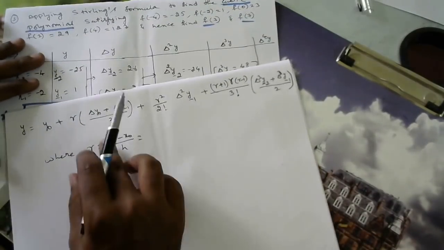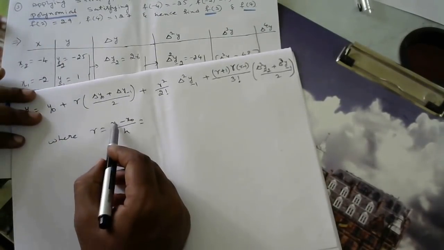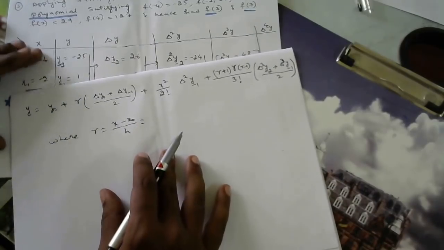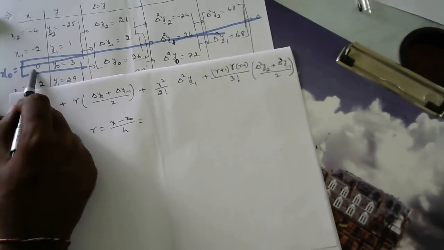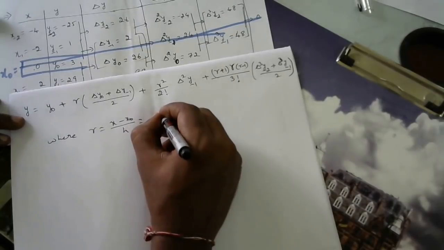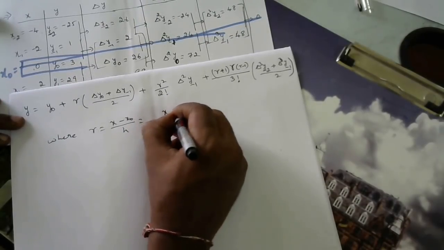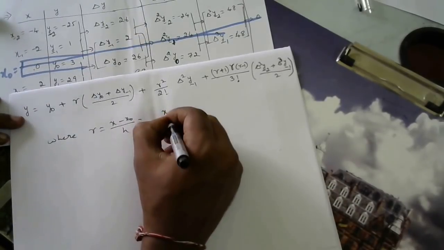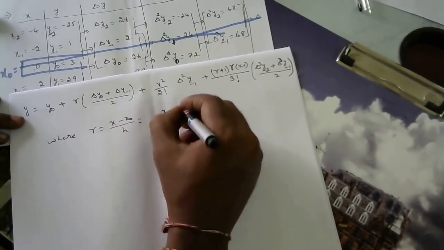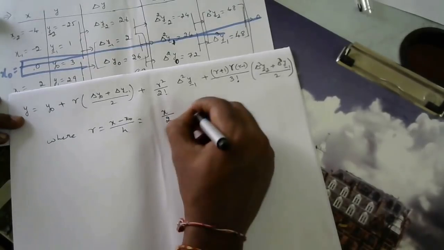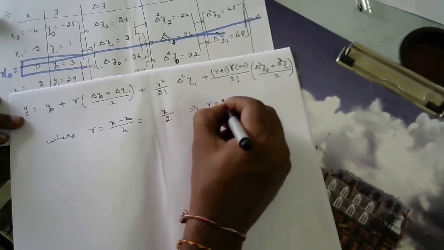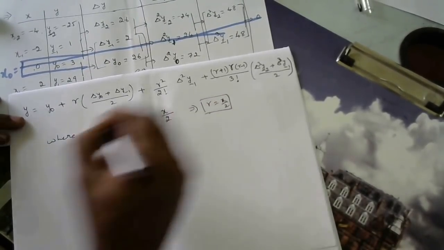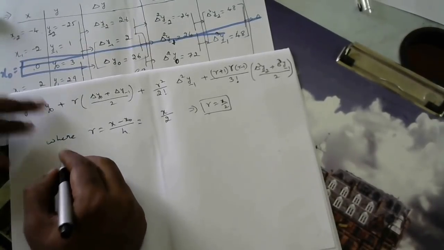So keep x as it is. What is the x naught value? X naught value is 0. What is the h value? The difference is 2. So r equals x by 2. This implies r equals x by 2. So substitute that.